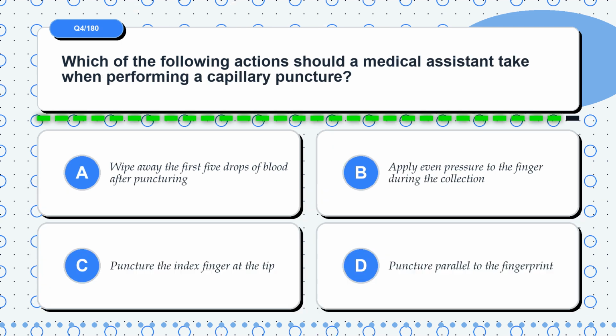Question 4. Which of the following actions should a medical assistant take when performing a capillary puncture? Here are the options. Option A, wipe away the first 5 drops of blood after puncturing. Option B, apply even pressure to the finger during the collection. Option C, puncture the index finger at the tip. Option D, puncture parallel to the fingerprint.